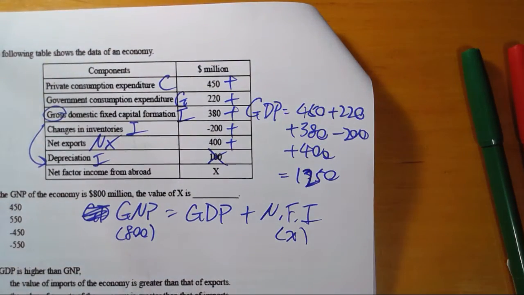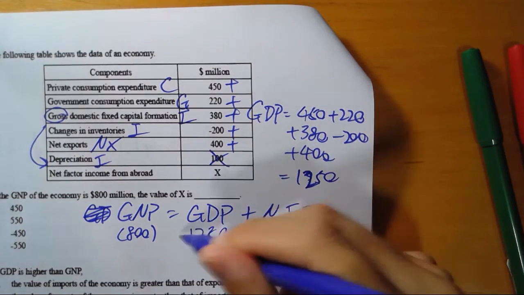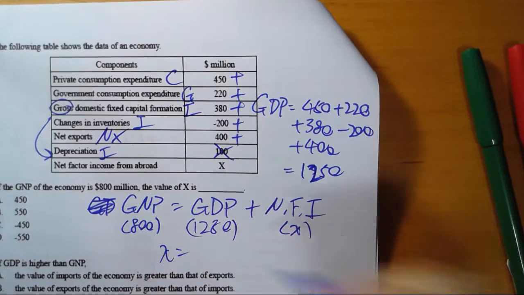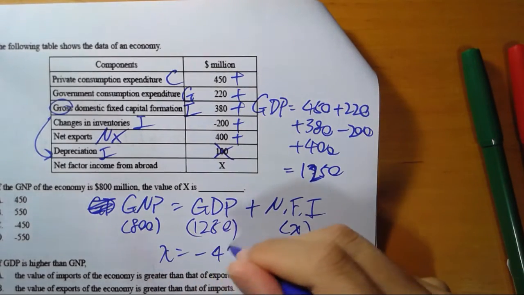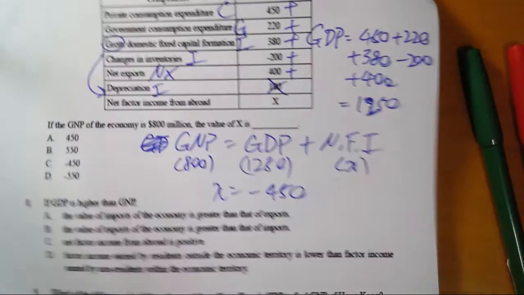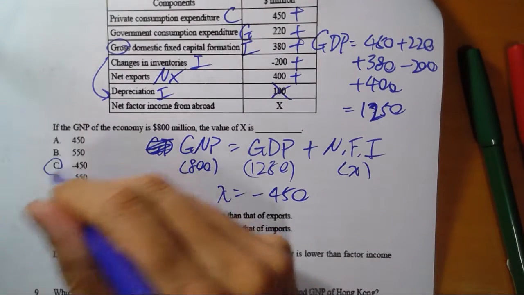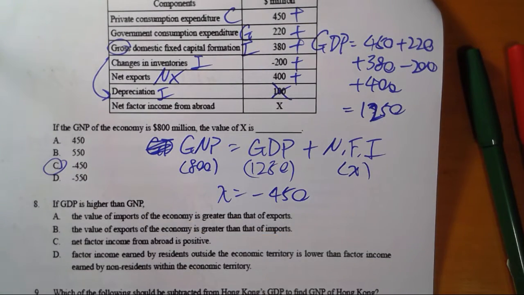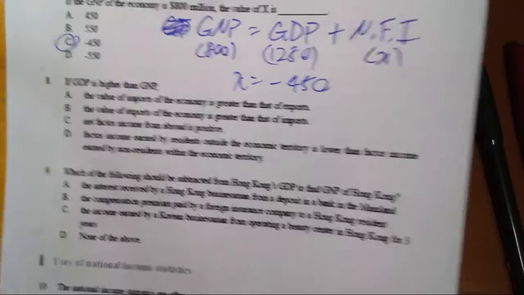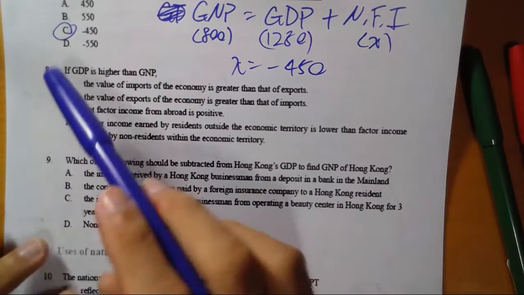Okay, it should give us 1250. Therefore, this is 1250. Okay, X would then be negative 450, right? C will be our answer, C, okay? So this is how we calculate. Let's not waste too much time.